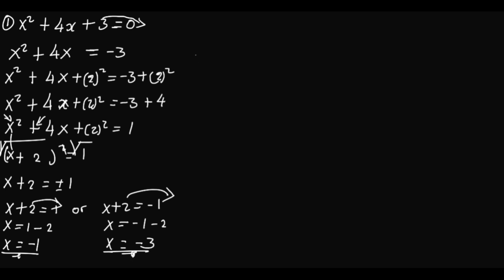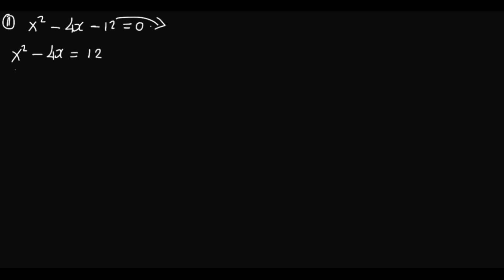Okay, let's have another example. So feel free to pause the video and give it a try. So we have our example 2, where we have x squared minus 4x minus 12 is equal to 0. So we can see that the coefficient of x squared is already 1, so we can just leave it like that. Minus 4x, so we are going to shift this negative 12 to the other side, giving us plus 12.